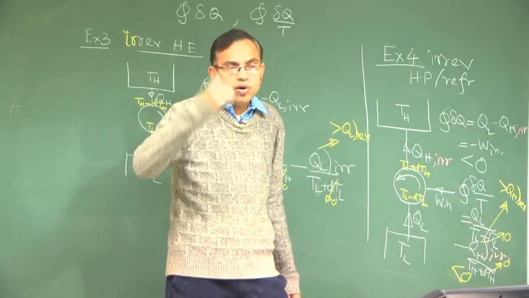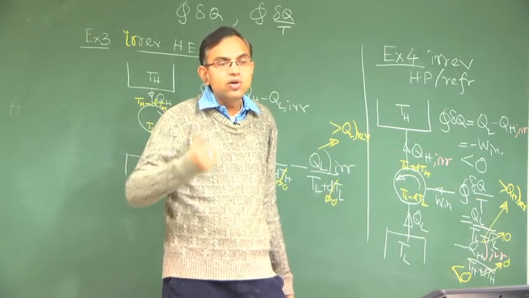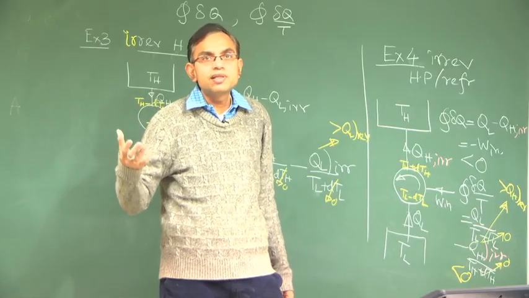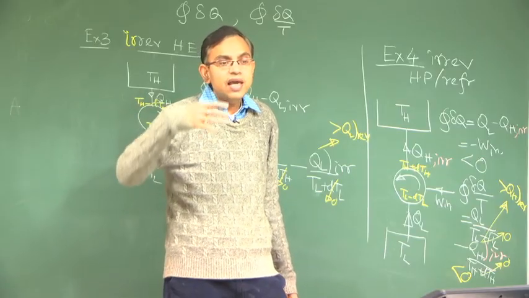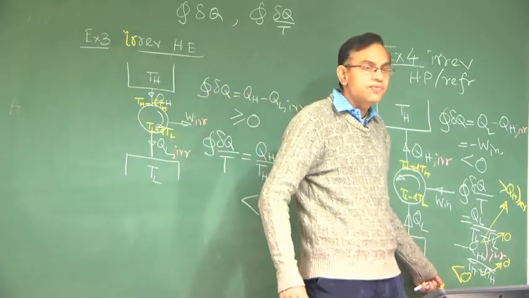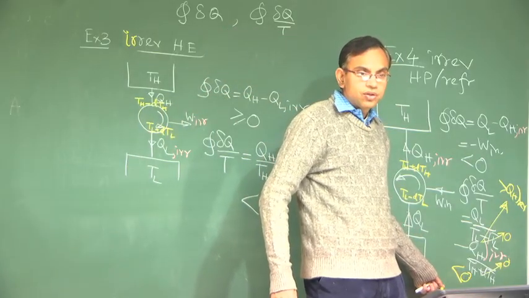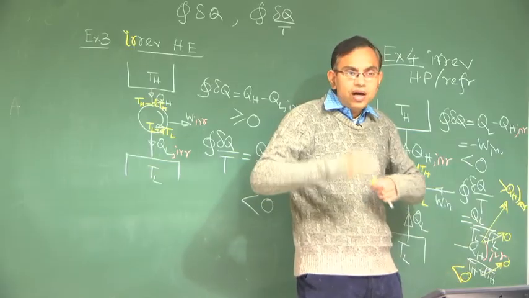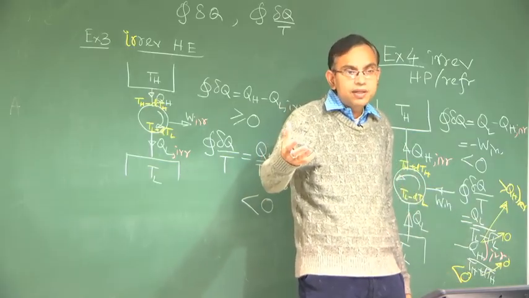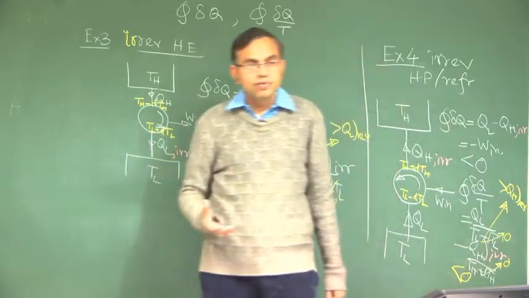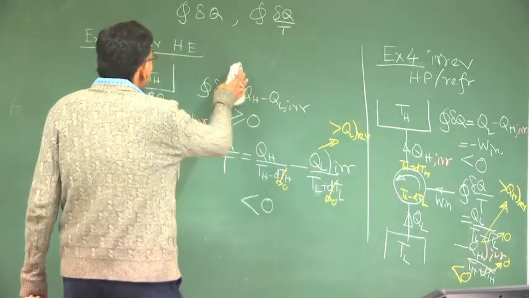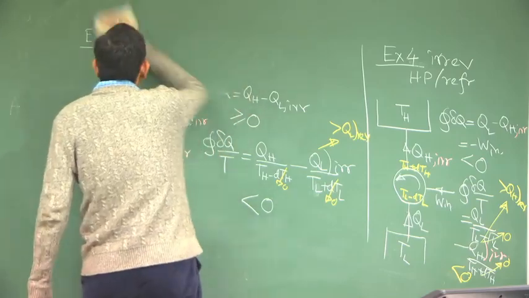So, the more it is less than 0, the greater the irreversibility. That means its extent of irreversibility depends on how much lower it is from 0. So, we are now graduating from a qualitative description of irreversibility to a quantitative description of irreversibility. Combining all these, let me now clean everything up.